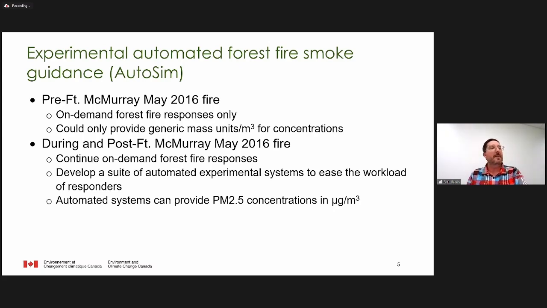These automated systems use emission rates of forest fire smoke derived from fire radiative power and total fuel consumption calculations based on hotspots detected from polar orbiting satellites, along with meteorological fields from deterministic prediction systems.